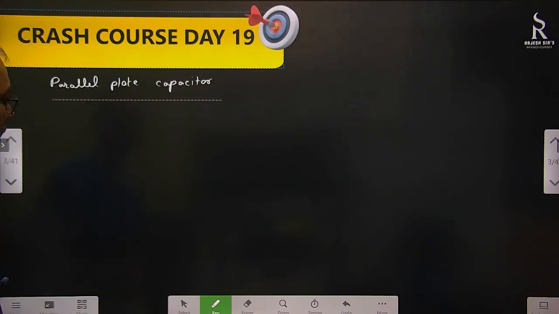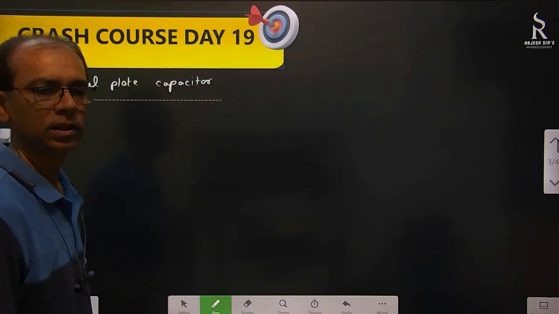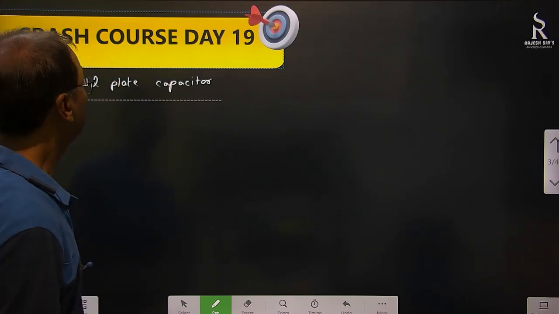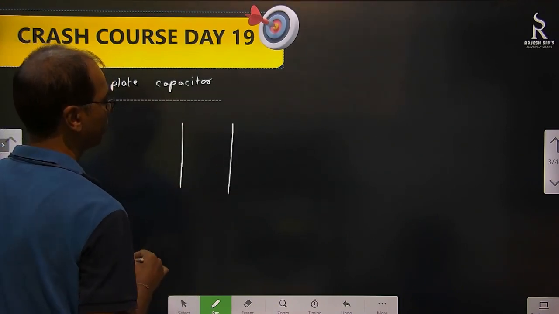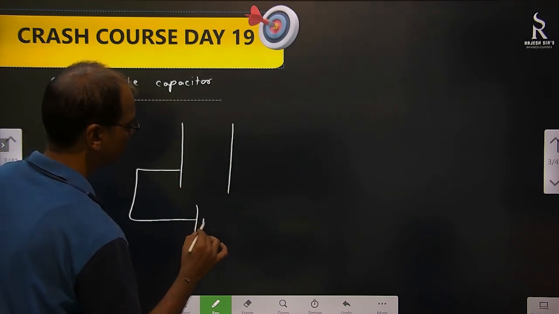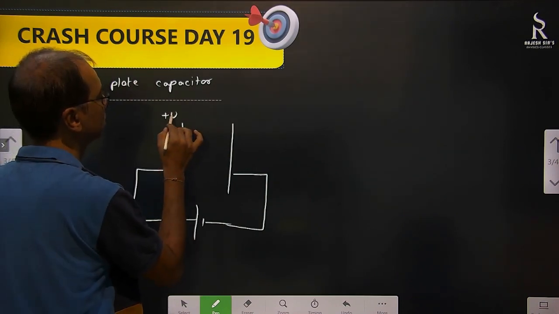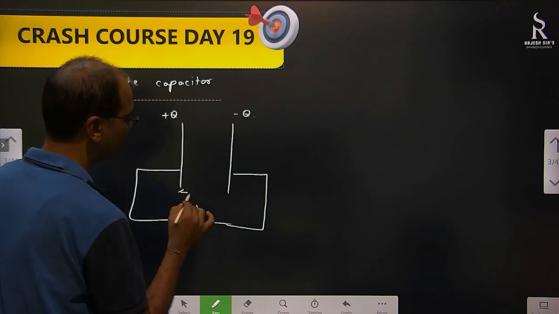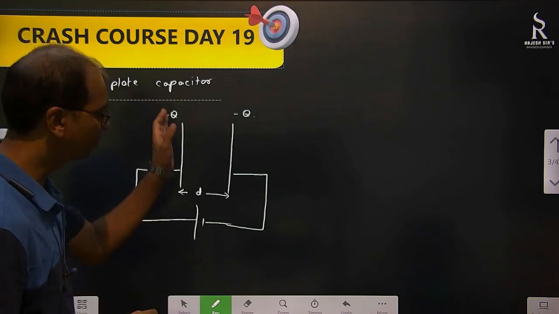Alright, so the parallel plate capacitor, we have already discussed that this is the only one in our syllabus. Okay, but still we discuss a little bit about the spherical capacitor also. So this is a parallel plate capacitor and we connected this with a battery. Charge on this is plus Q, charge on this is minus Q. The separation between the two plates is very, very small as compared to the size of the plates.